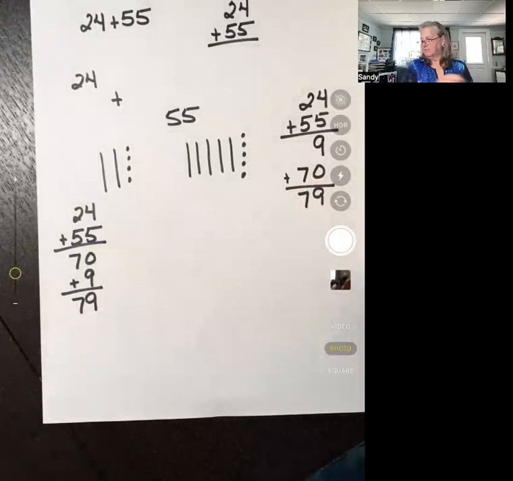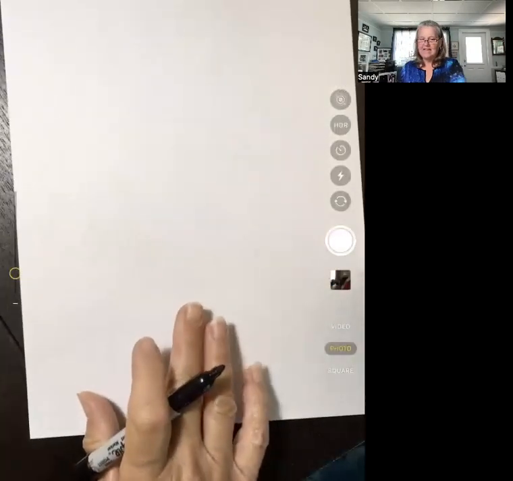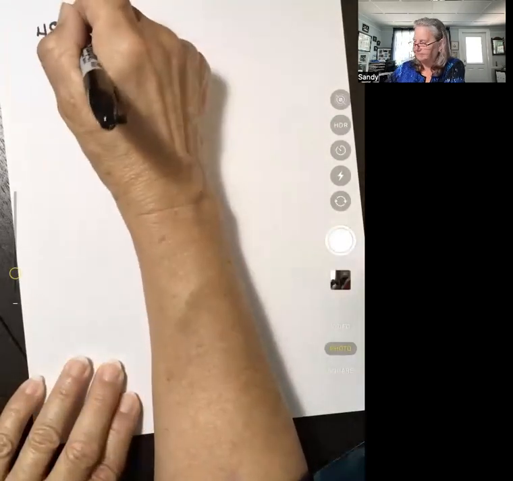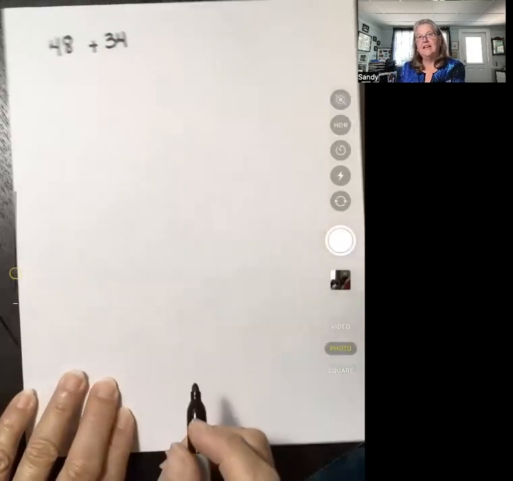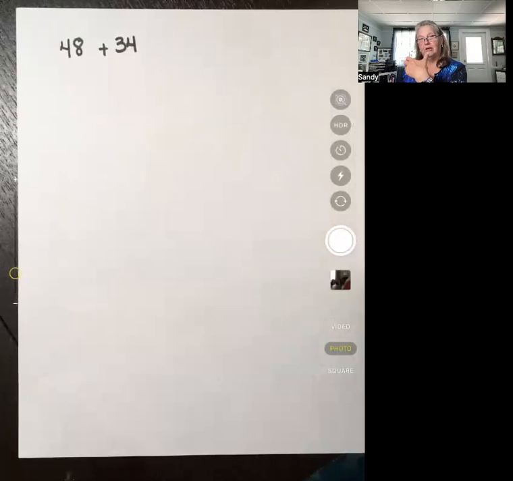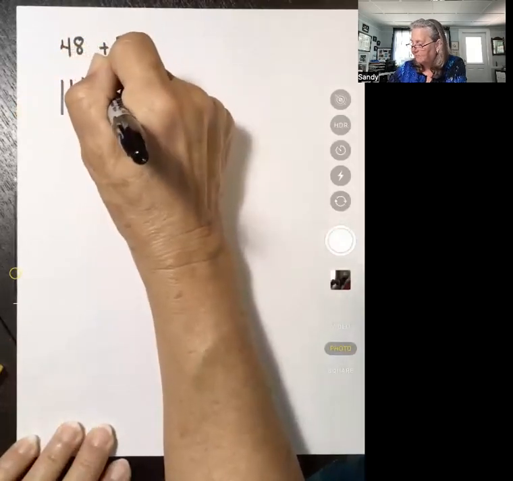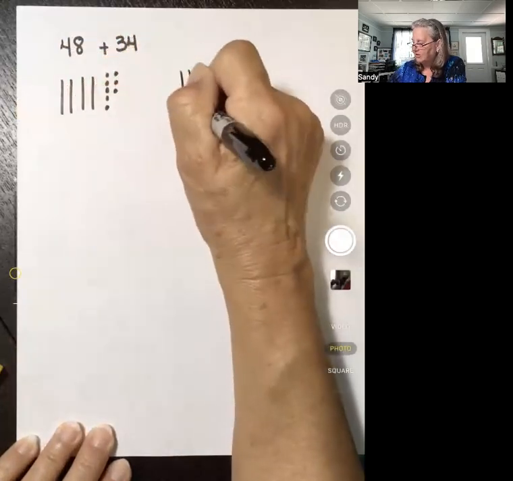And this problem required no regrouping, no need to think about it in another way. But let's see if I had this problem. Okay. Now, for 48 plus 34, see what's going to happen here. If I'm adding these, here's my 48. Here's my 34.